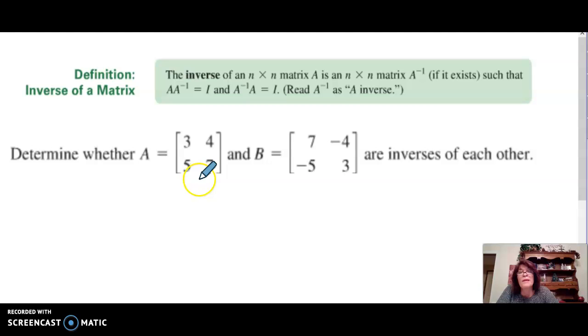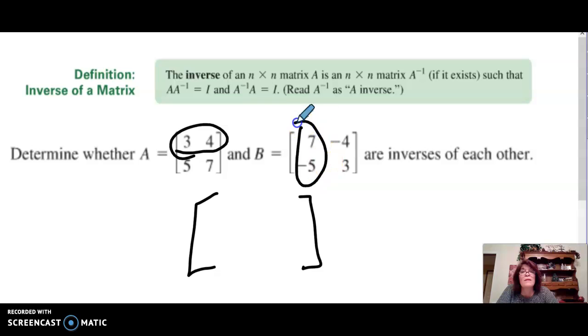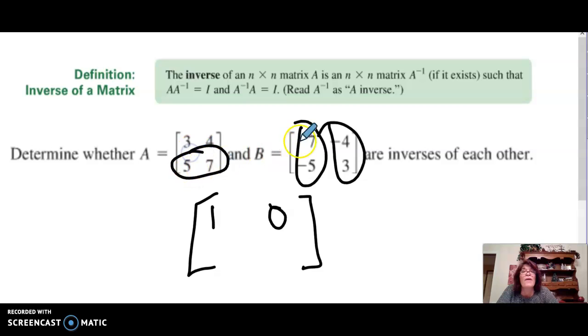So if I multiply these together, let's see what we get for AB. This row, this column would be 21 plus negative 20. That's 1. Let's go to this column: 3 times negative 12 plus positive 12. That's 0. Let's go to our next row: 5 times 7 is 35 plus negative 35. That's 0. 5 times negative 4, negative 20 plus 21 is 1. So since I got the identity matrix, yes, A and B are inverses.